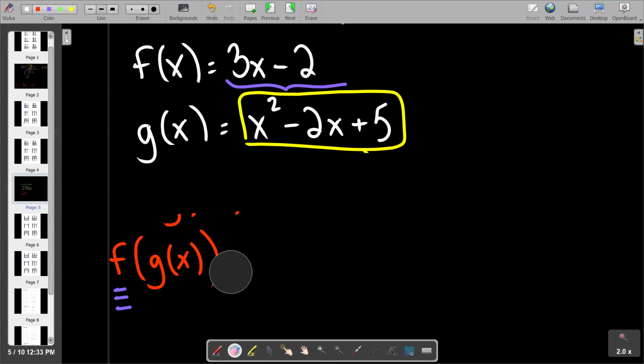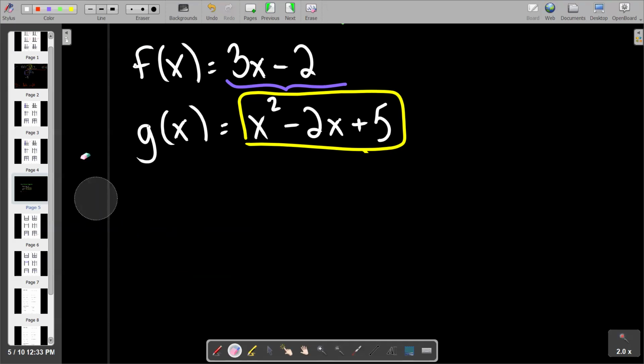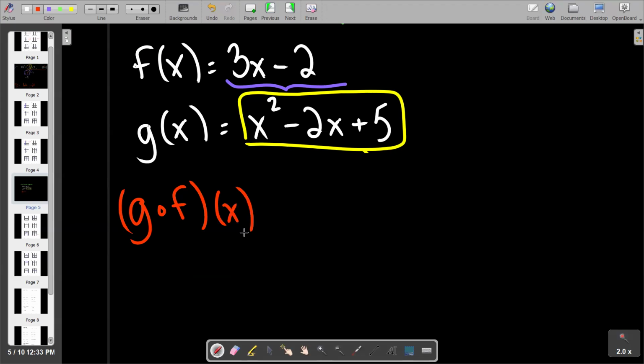It's a more unpleasant process when we go the other way. So we're going to this time compose g of f of x. The reason this one's harder is because the function that's receiving the input is the quadratic function. And so we're going to have to do some pretty decent solid algebra 1 skills here.